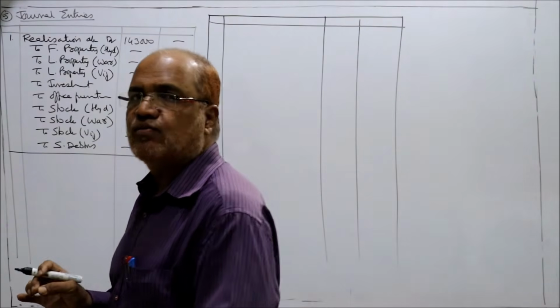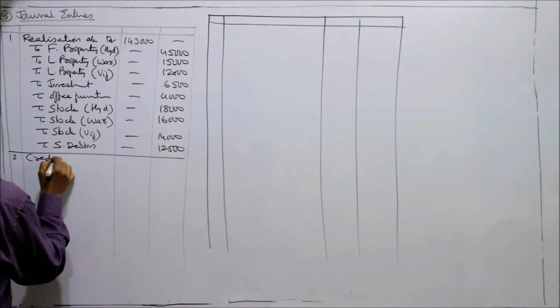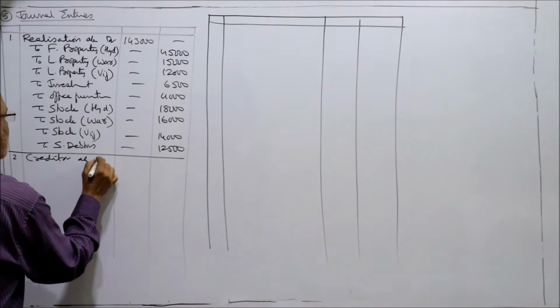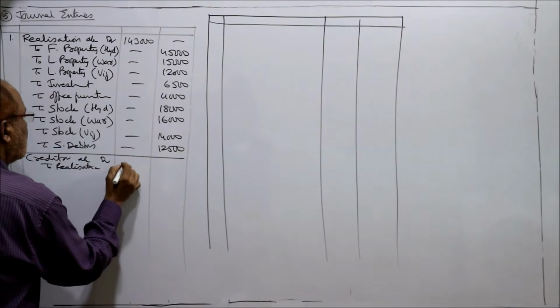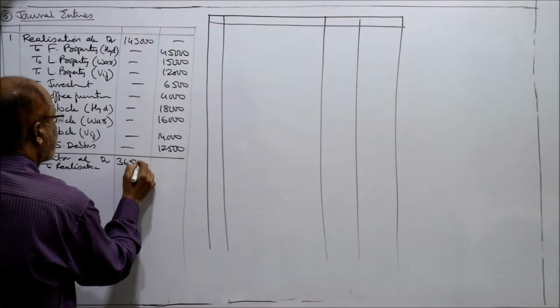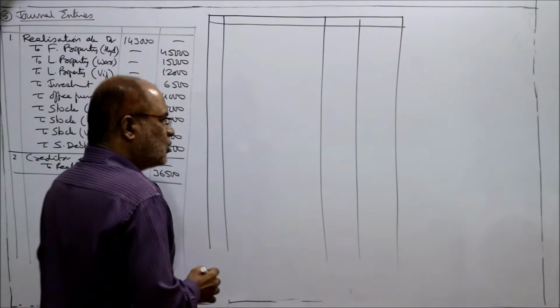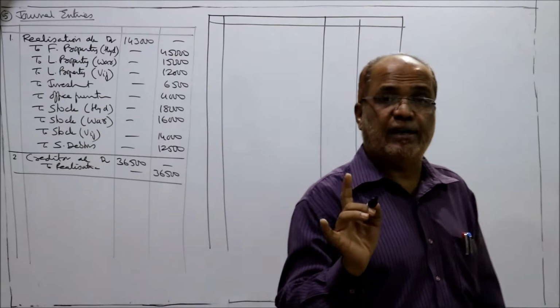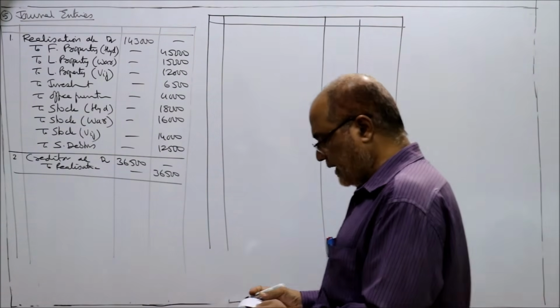Second entry, transfer the liability. Only one liability is there, the creditors. Creditors account debit to realization is 36,500. Being the liability transferred to realization. There is no provision for doubtful debts, only creditors.